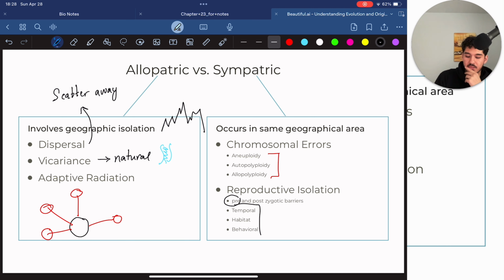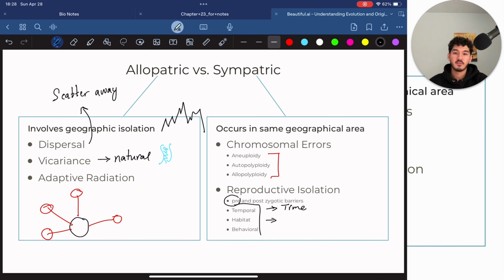Temporal just means time, really. That's how I remember it. An example of this is, let's say you have a frog that mates in the summer versus a frog that mates in the winter. They won't reproduce together because they have different mating times and seasons. Habitat, this is pretty simple. If they're in different habitats, they're going to prefer to mate with the ones that are in their habitat.